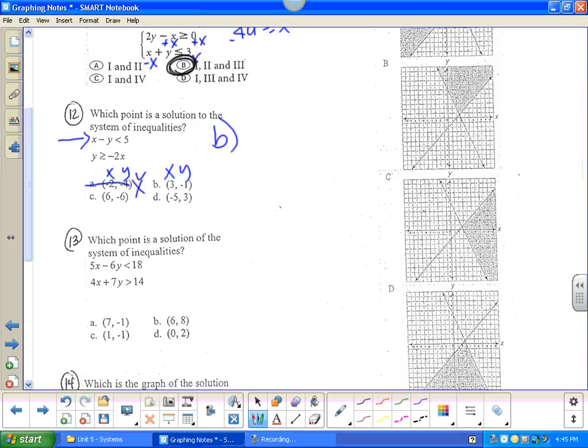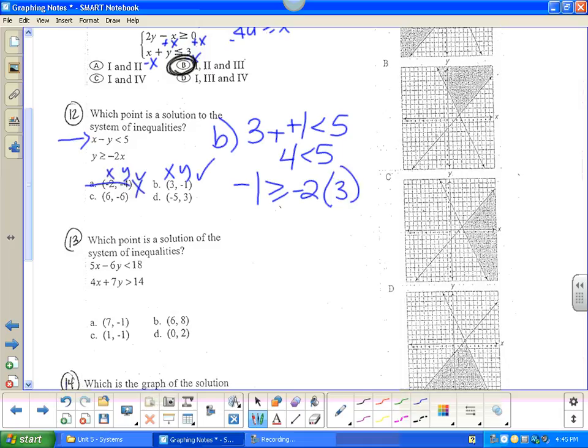Remember, he's x and he's y. We're going into our top equation. So x is 3 minus my y is -1. 4 is less than 5. Yep, true. Okay, let's take the same point and plug it into my bottom equation. So my y is going to be -1. -2 times 3. That'd be -6. Is -1 greater than a -6? And the answer is yes, because it's less negative. So B works.